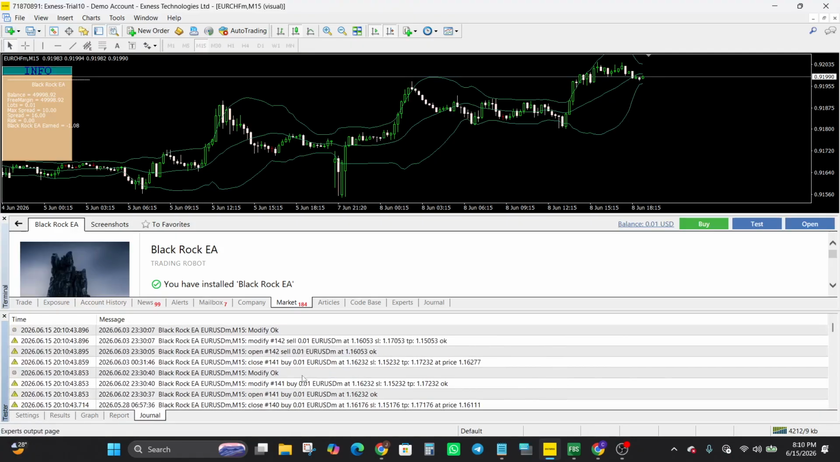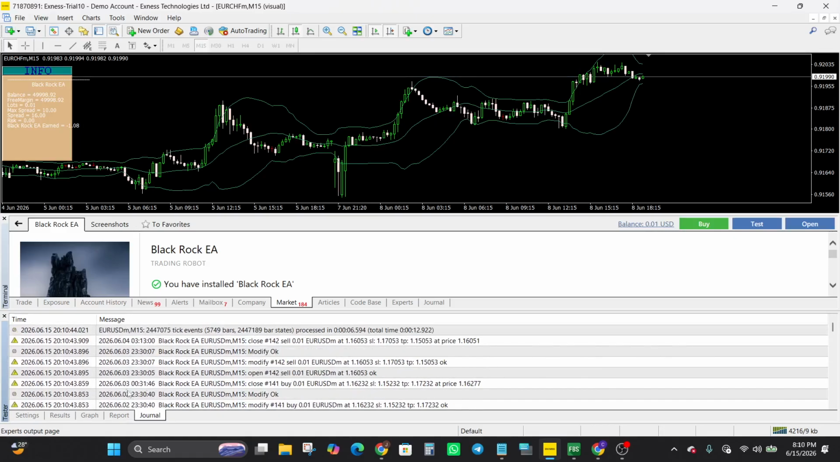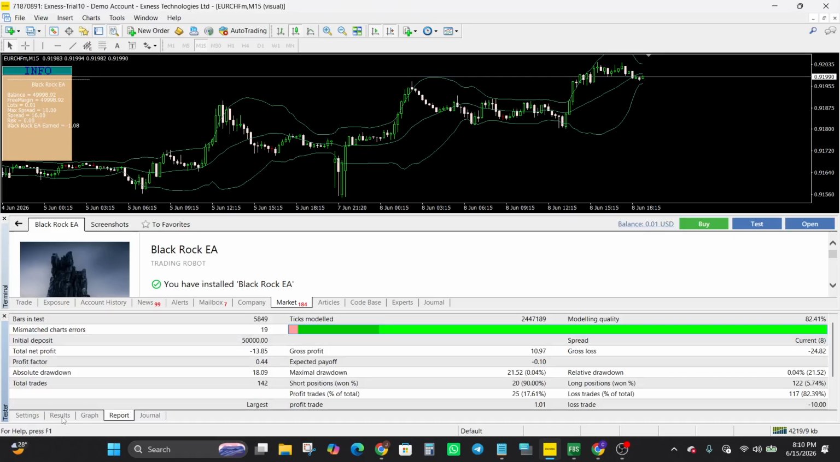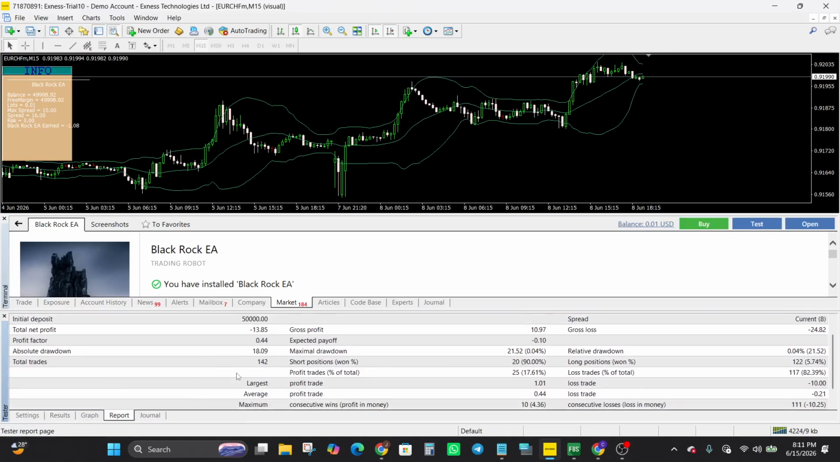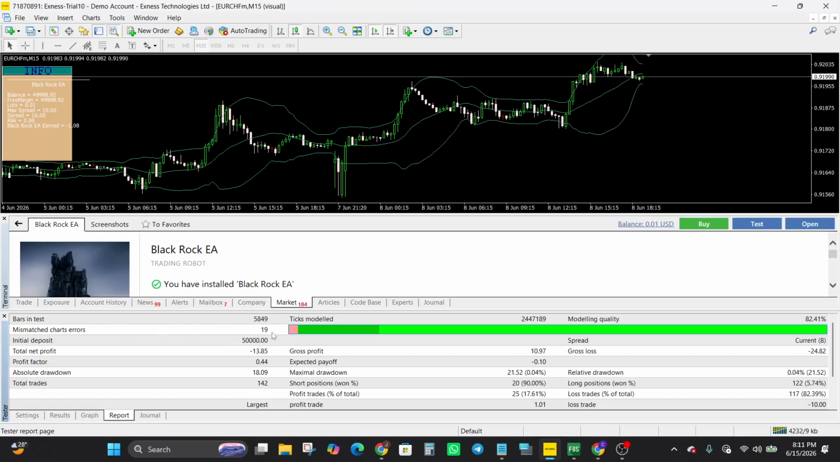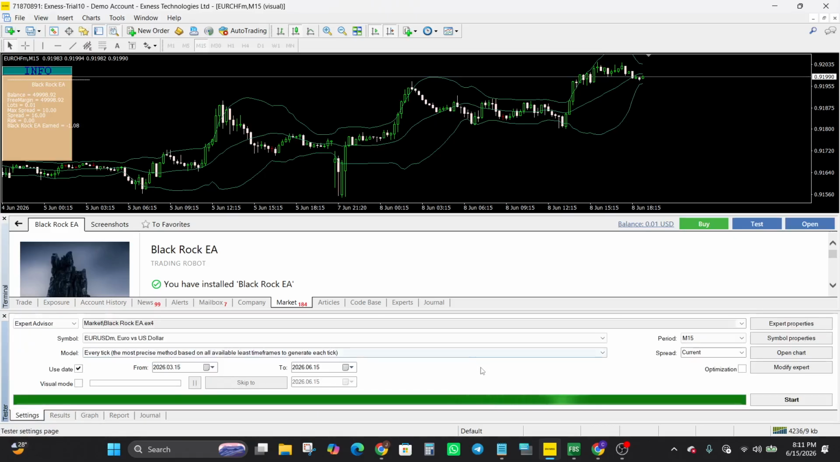Okay, so guys, I think these errors might have something to do with, I don't know if it is from the expert advisor or from the assets being traded, because in this case we can see total trades are reaching 142 and the mismatched errors dropped significantly to 19 as I tested Euro USD. All right, so guys, this is it for this EA.